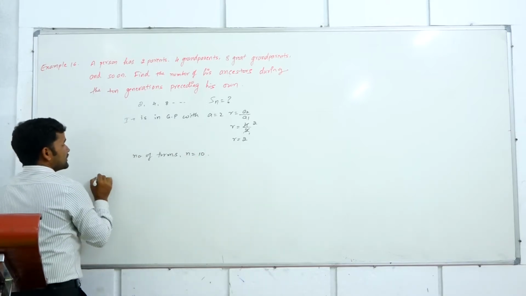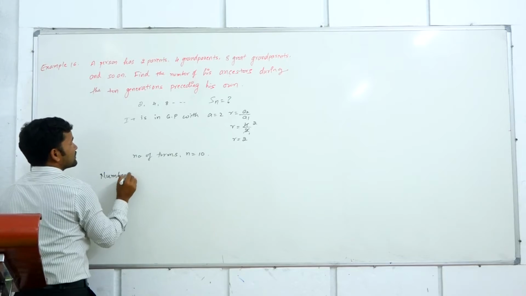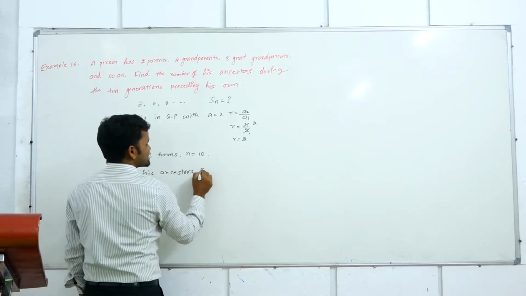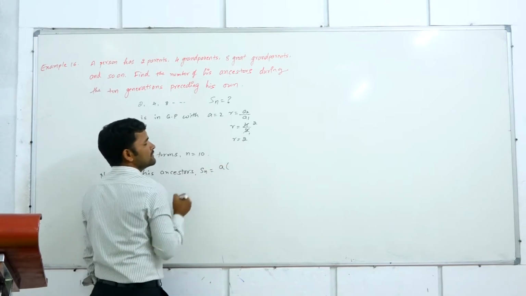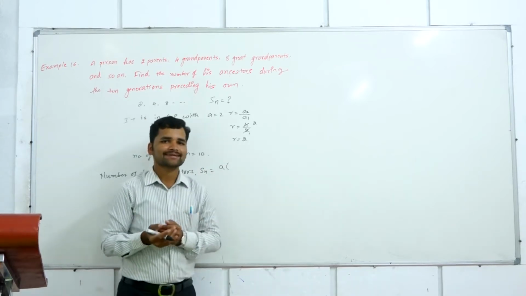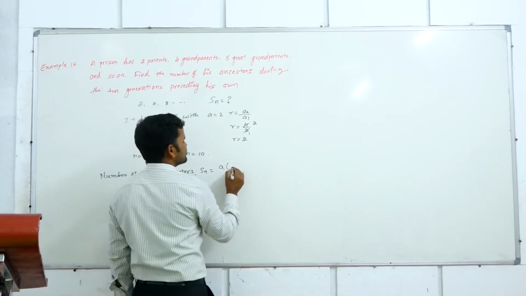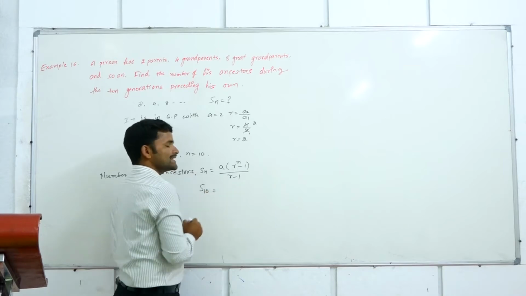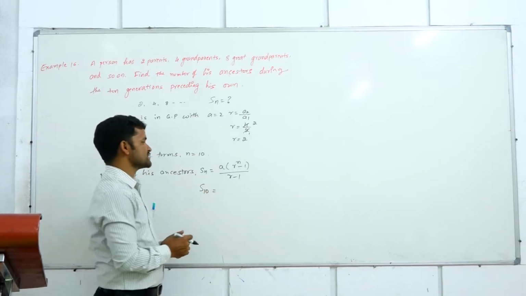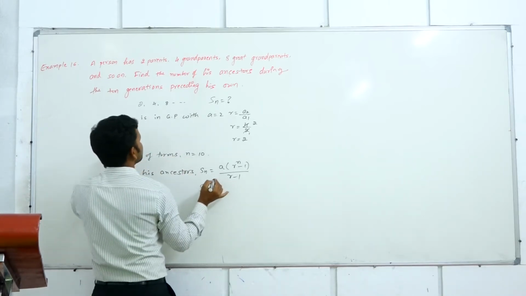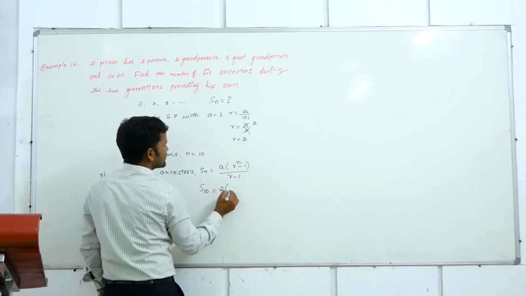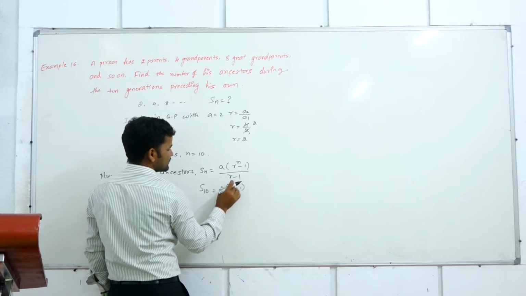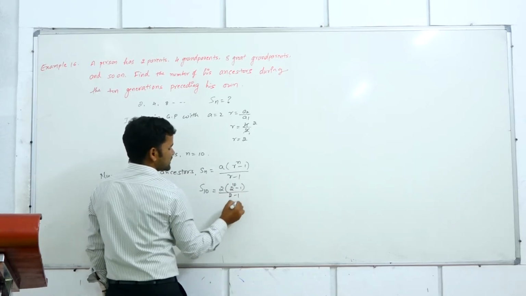Therefore number of his ancestors Sn is equal to a into, which formula to use? R value you see it is greater than 1, hence Sn is equal to a into r to the n minus 1 by r minus 1. I have to calculate S10 for his 10 generations. How many are there? a is 2 here, r is also 2. 2 into 2 to the power of 10 minus 1 divided by 2 minus 1.